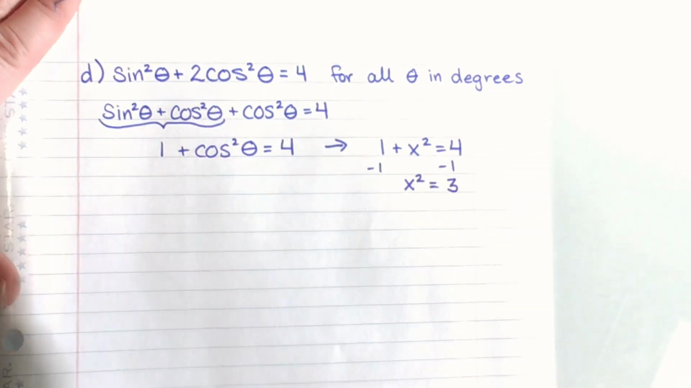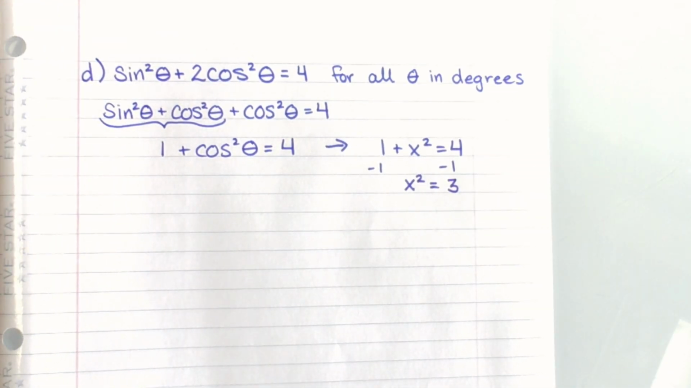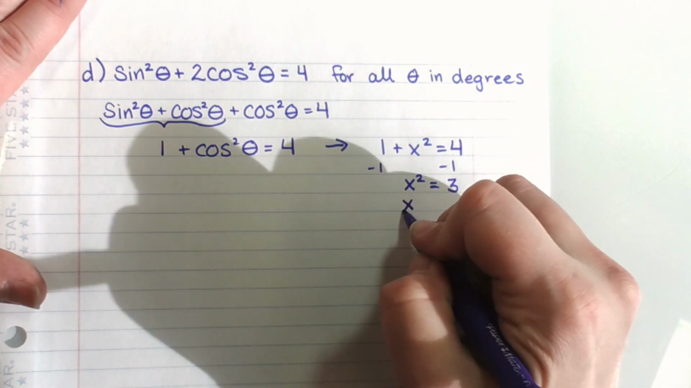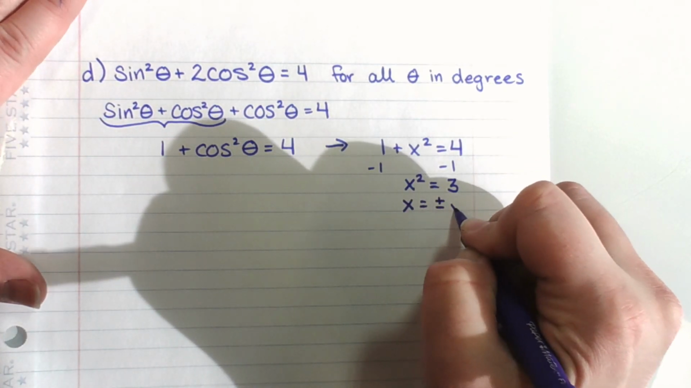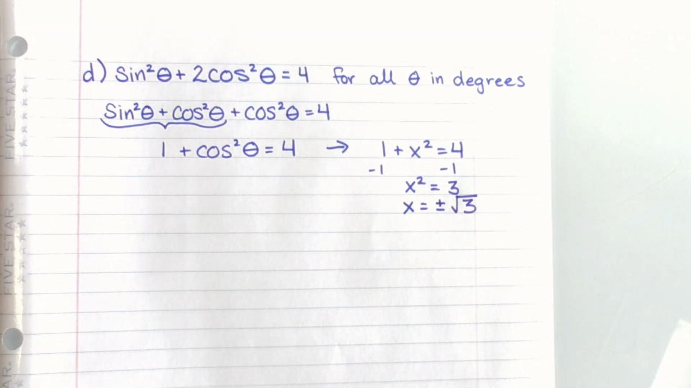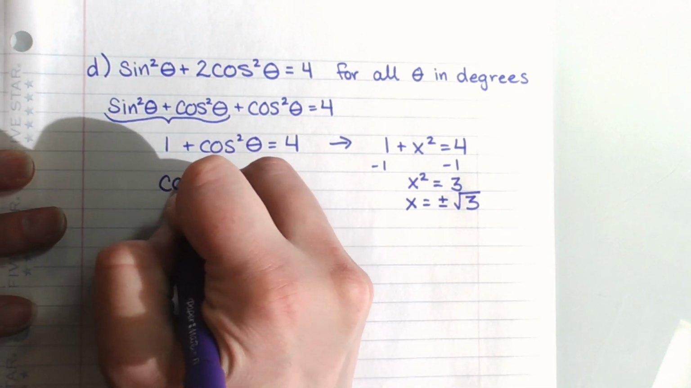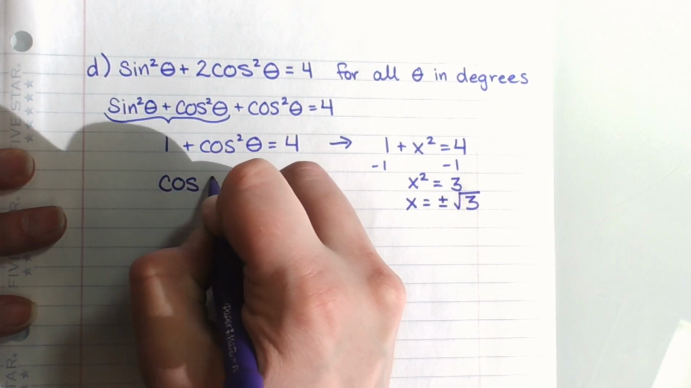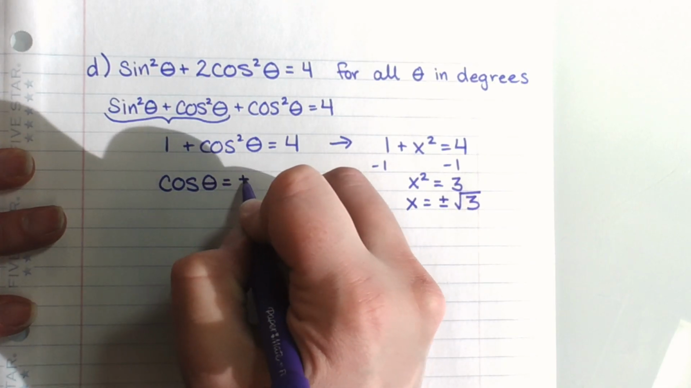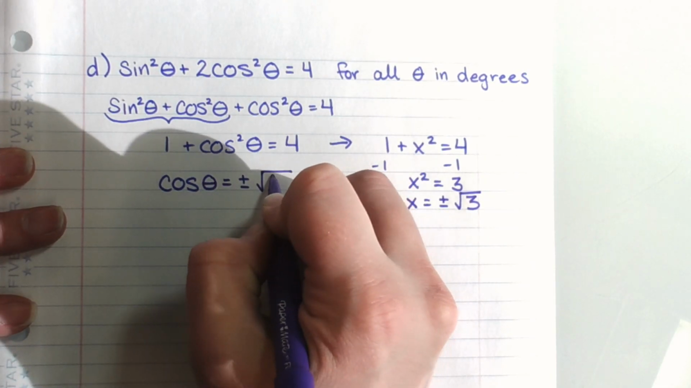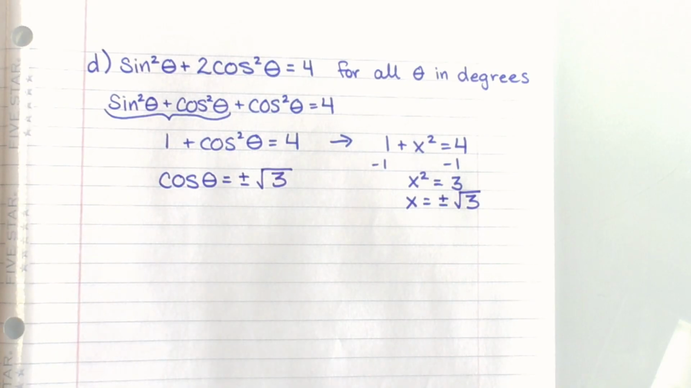X squared is equal to 3. To get rid of a squared, you take the square root. When you introduce the square root, what do you need to introduce with it? Plus or minus. X is positive or negative. Square root of 3. Can I simplify the square root of 3? No. I change it back. It was never x. It was cosine of theta. Cosine is equal to a positive or a negative square root of 3.